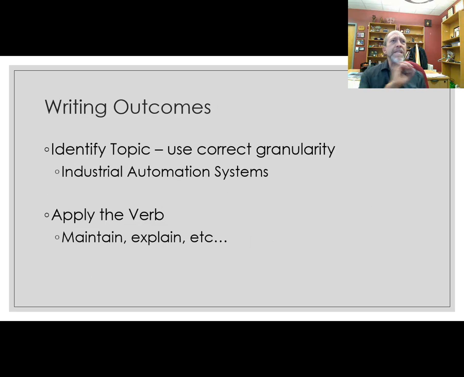So the two pieces of writing outcomes are relatively simple. You identify a topic, you apply a verb, and the verb tells you the level of knowledge that they need to have of that specific topic.